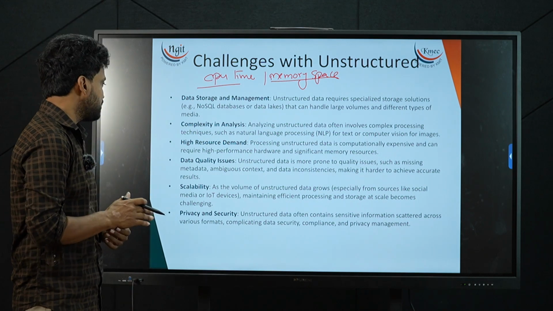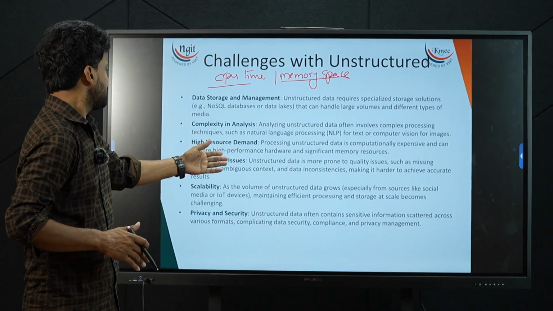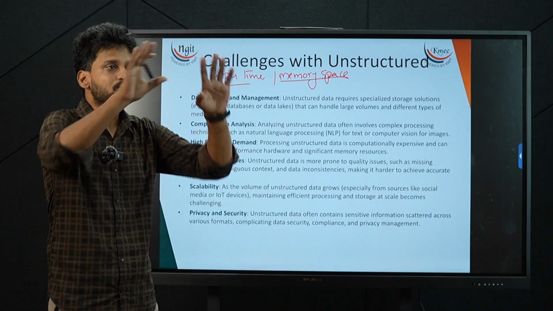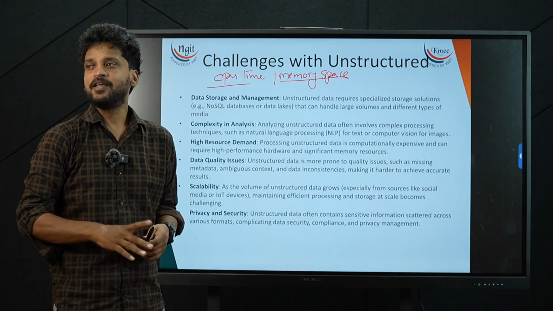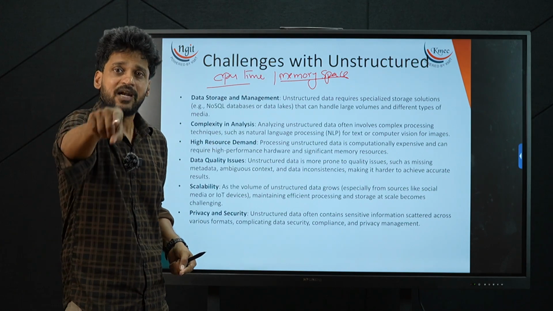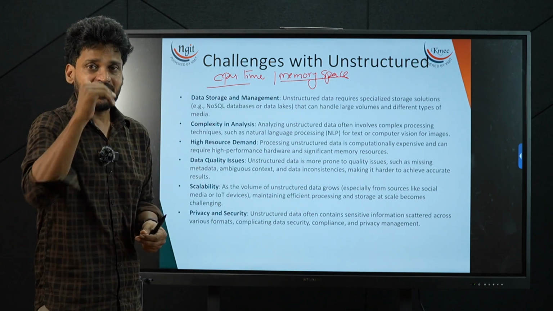Next one is data quality issues. Unstructured data is more prone to quality issues, such as missing metadata. In unstructured data, some values will be missing. If you want to organize it into tables and columns, taking it from a text file, lots of data will be missing. There will be quality issues in unstructured data, such as data inconsistencies and data noise.